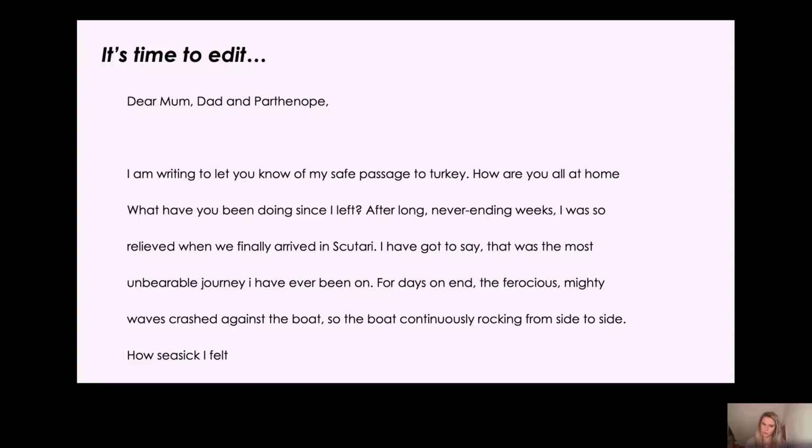Now, the first thing that I want to check for is capital letters. So I'm going to have a little look at my paragraph and see if I've included all of the capital letters I need. Okay, I am writing to let you know of my safe passage to Turkey. Oh, now Turkey. Remember, when we have capital letters, we need to include capital letters for proper nouns. And remember, a place, a country is a proper noun, isn't it? So, whoopsie daisy, I forgot my capital letter there. So I need to change the T to a capital T.